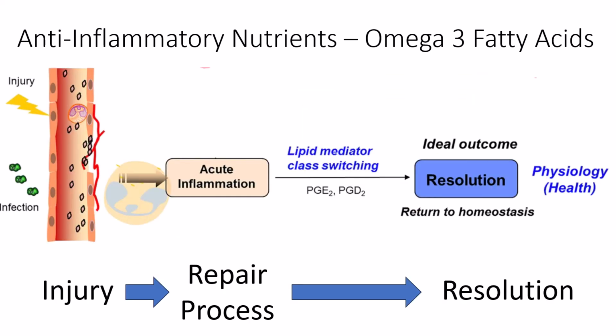Here's what the healing process for any injured tissue looks like. On the left of the slide, you see a blood vessel that is damaged, either by injury or by infection. In either case, if you follow the arrow pointing to the right, this results in acute inflammation. On the bottom of the slide, you see injury progressing to repair process, which is the inflammation.